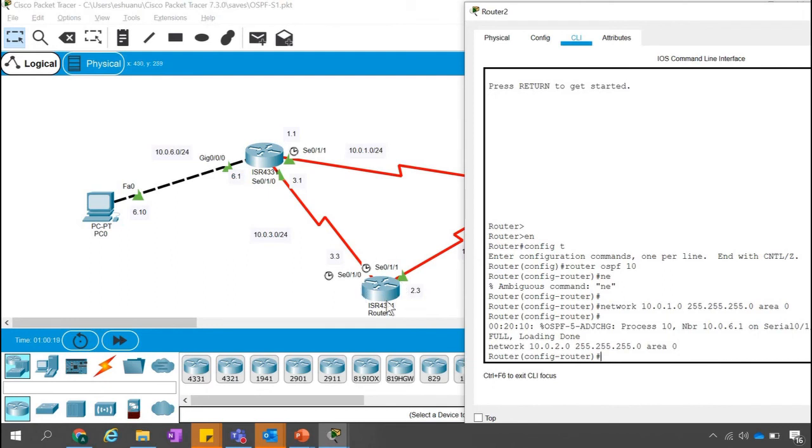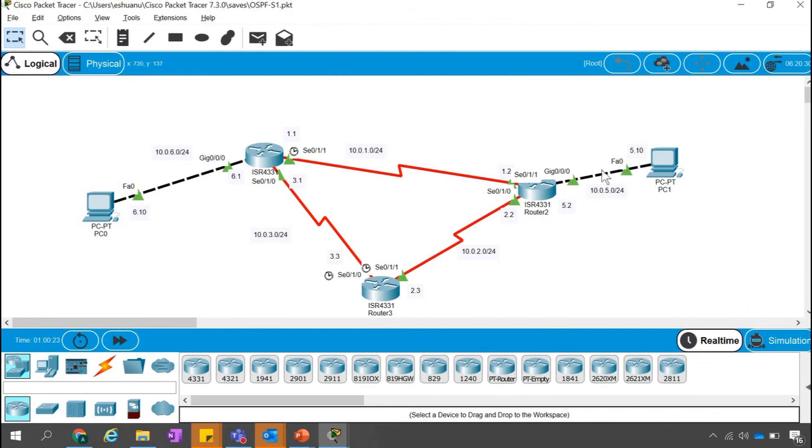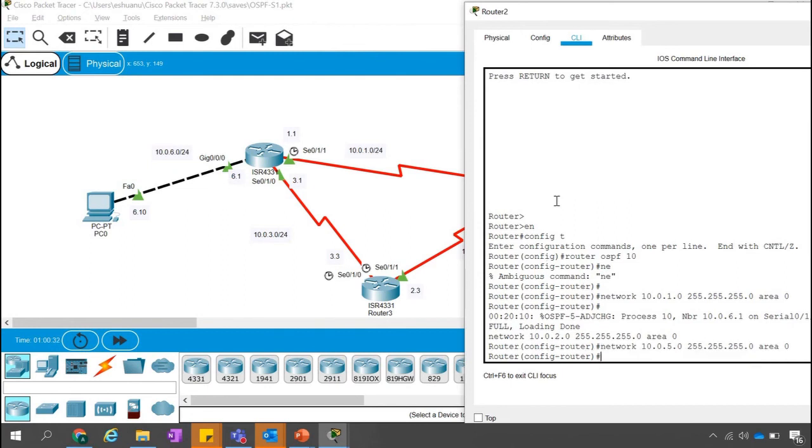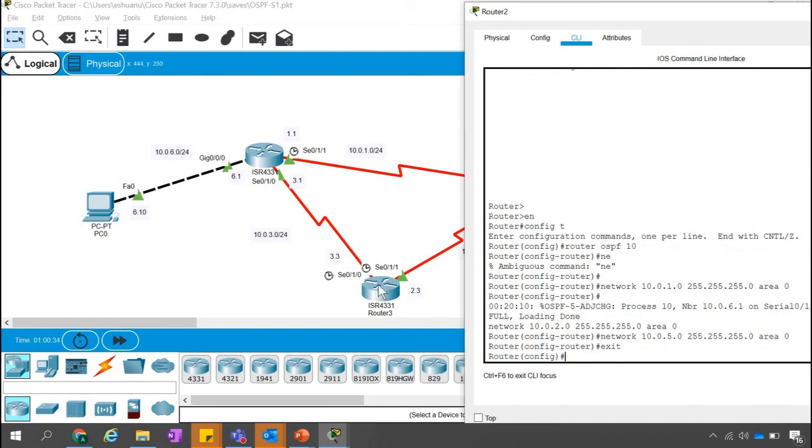I think we have not configured router 3 yet, so it will not come up. And we have to advertise this network as well, 10.0.5.0. See, and that's it. Exit. The same thing we are going to do on router 3.